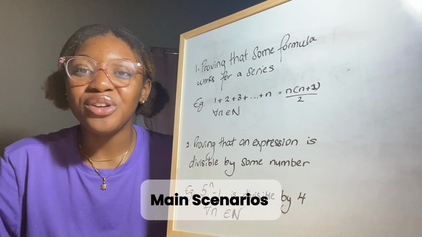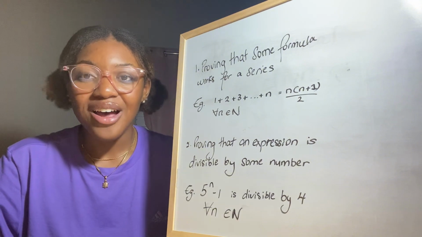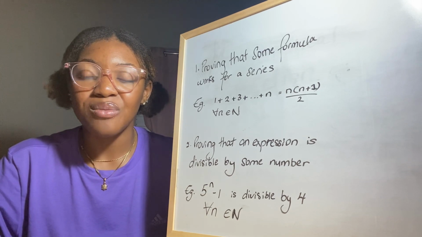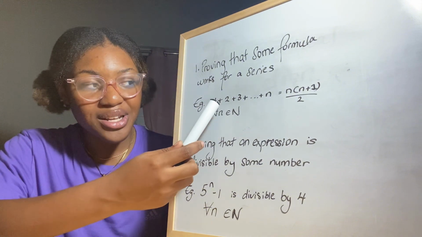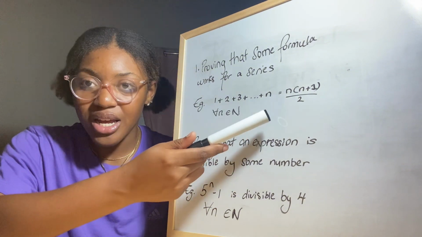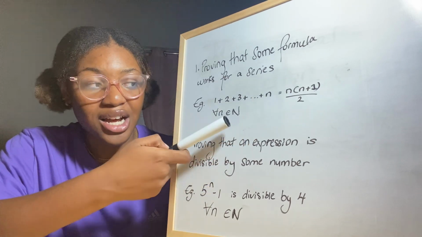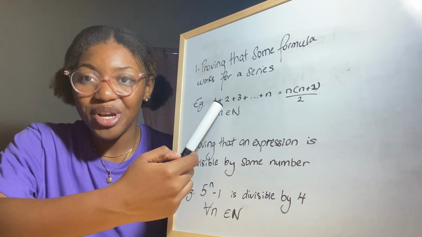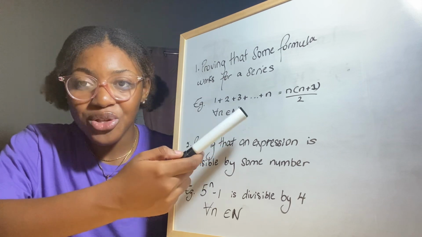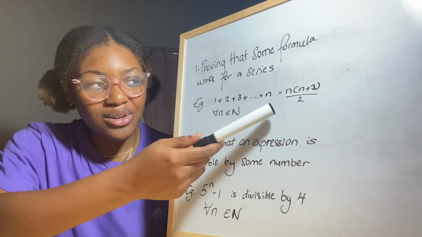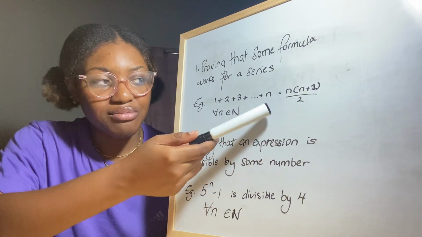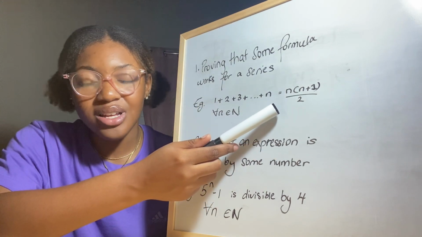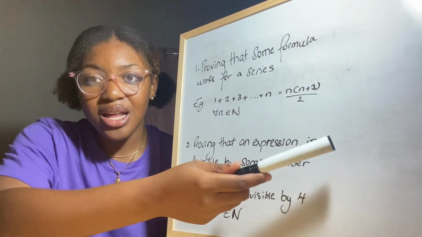There's two main scenarios where you'd use mathematical induction to prove an argument is true. Our first scenario is where we have a formula and we want to show that the formula works for some series. For example, we'll have the series 1 plus 2 plus 3 plus ... plus n. n is the last term of the series and it is a natural number. The series is basically consecutive natural numbers, all the way down to some last natural number. We can take the last term of the series and substitute it into the formula to get the sum of the numbers.